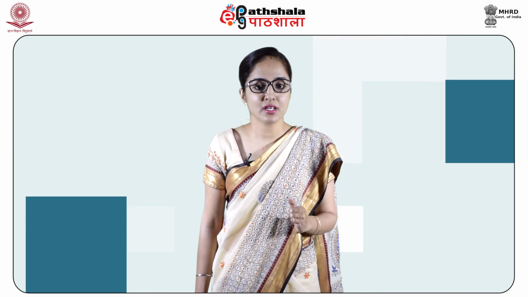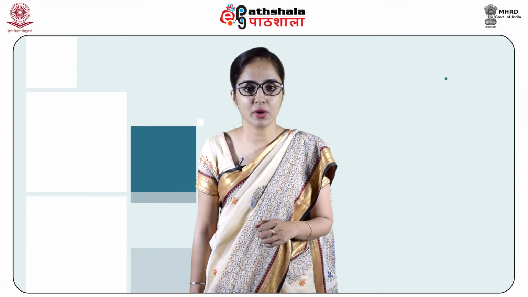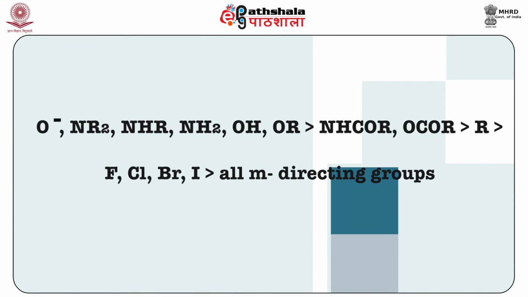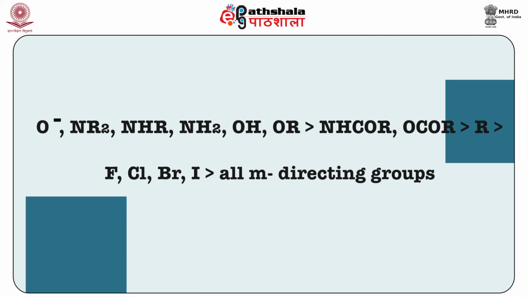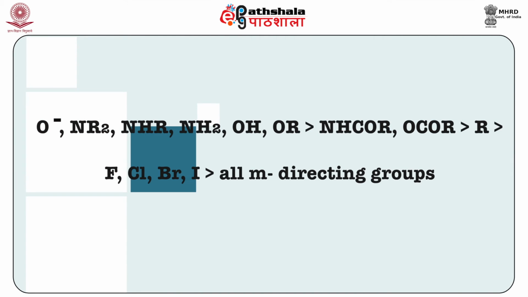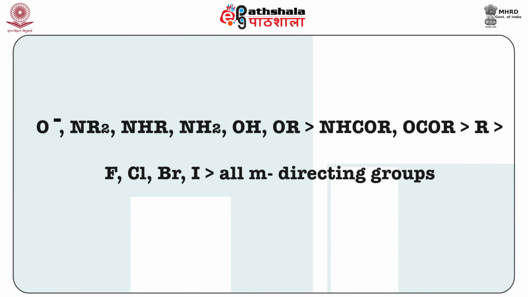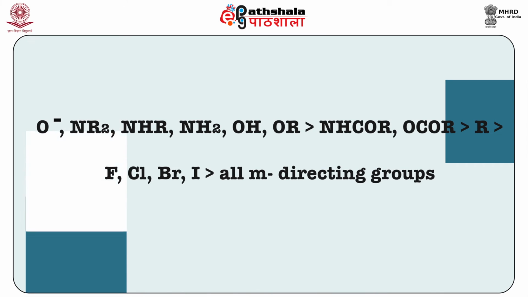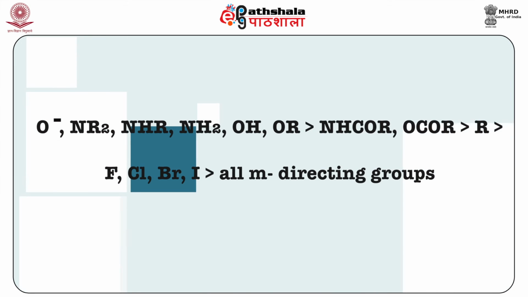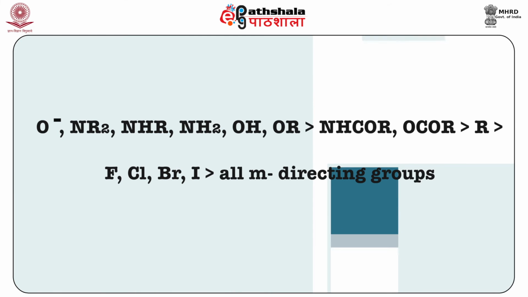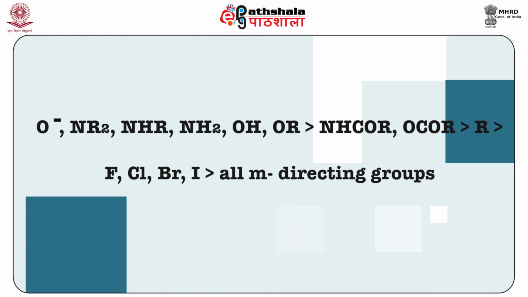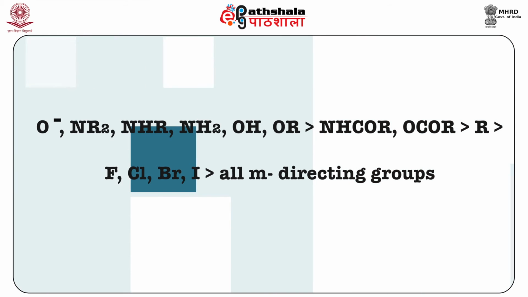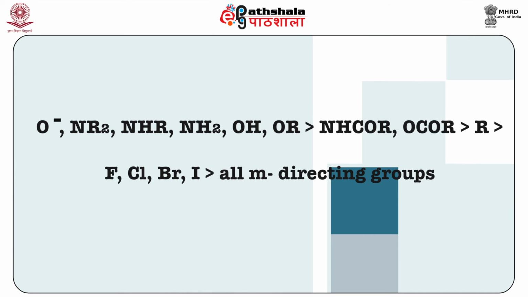However, there are some general rules for prediction of the orientation of the incoming group. We can arrange the groups in order of influence. Basically, students, we are reiterating the fact that we will have to see which group is stronger. You can see here O minus, NR2, NHR, that is the primary, secondary and tertiary amines, hydroxyl and the ether. They are all stronger than NHCOR, OCOR, which are greater than the alkyl, which is greater than all the halogens coming together, which are then greater than all the meta-directing groups.